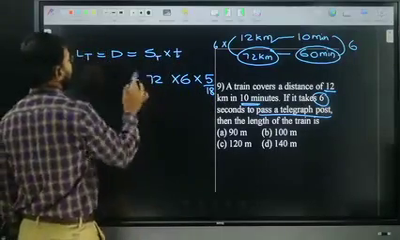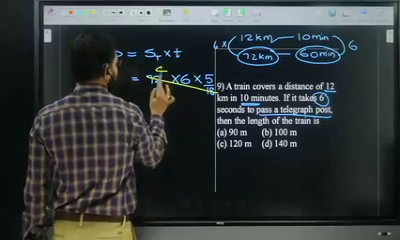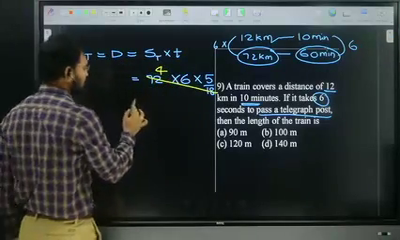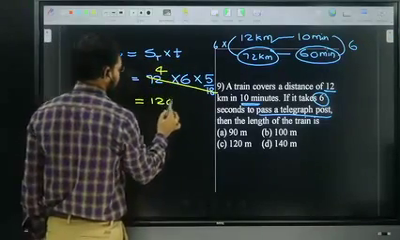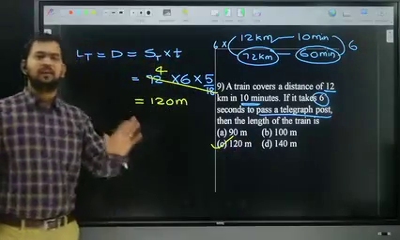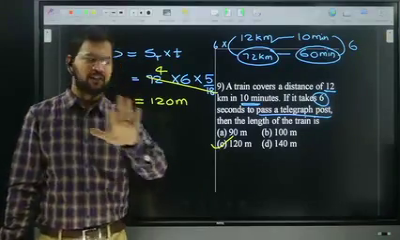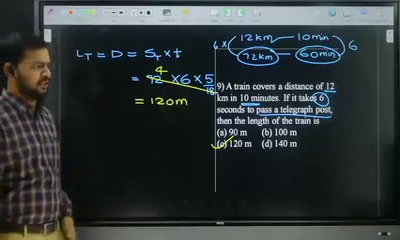So look at me, all of you. 18 4s are... 4 6s are 24, 24 5s are 120. So your answer is what, amma? 120 meters. Therefore the length of the train is equal to what, amma? 120 meters. All of you clear, andi? Just make a note, all of you.